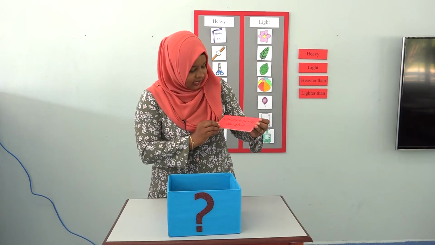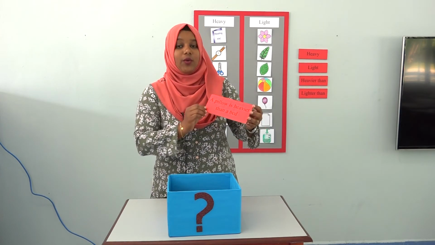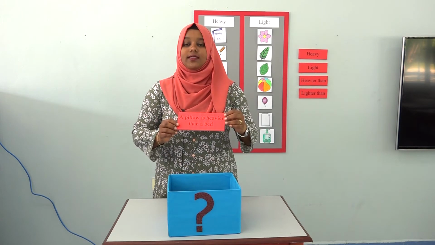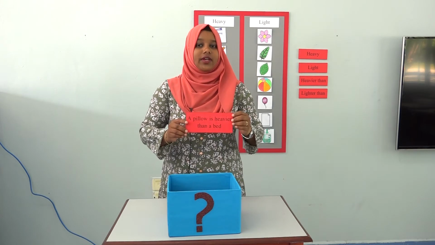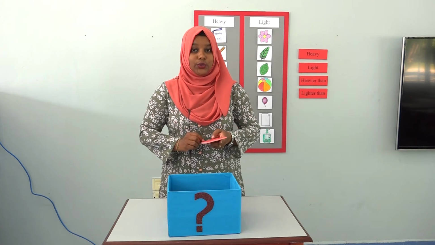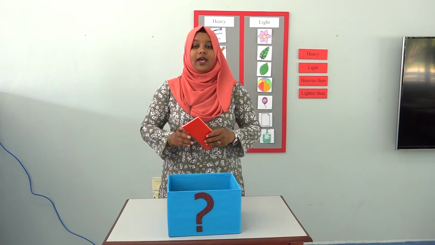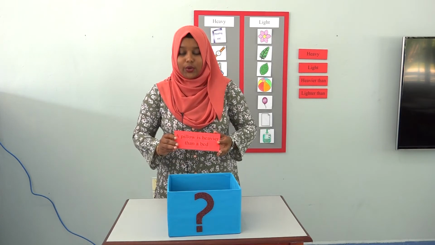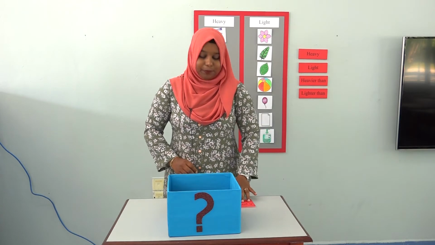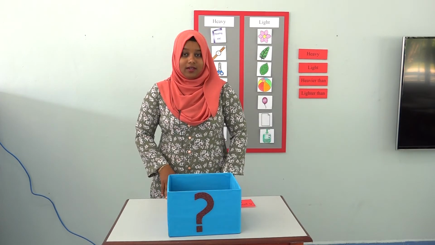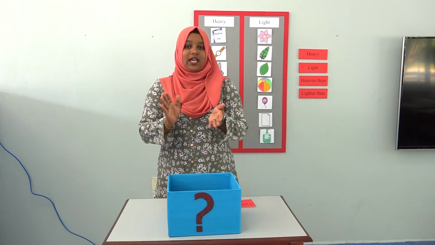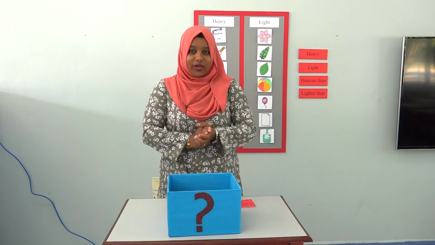Our first card says, a pillow is heavier than a bed. A pillow is heavier than a bed. Is this correct or wrong? If it is correct, you are going to tap your heads 3 times, and if it is wrong, you are going to clap your hands. Let's do. A pillow is heavier than a bed. The statement is wrong, so we are going to clap 3 times. 1, 2, 3.